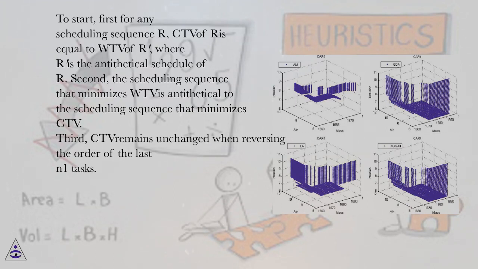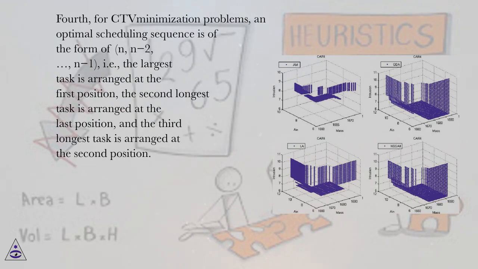Second, the scheduling sequence that minimizes WTV is antithetical to the scheduling sequence that minimizes CTV. Third, CT remains unchanged when reversing the order of the last n-1 tasks. Fourth, for CTV minimization problems, an optimal scheduling sequence is of the form n-2, n-1, i.e., the largest task is arranged at the first position, the second longest task is arranged at the last position, and the third longest task is arranged at the second position.